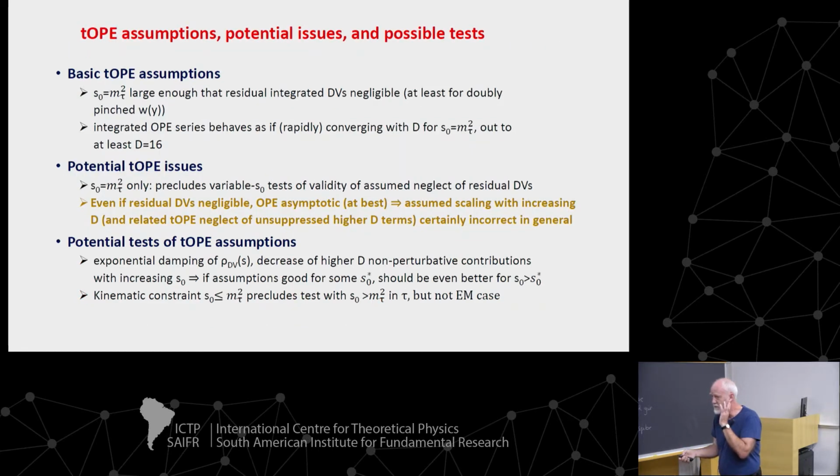Okay, so to summarize the assumptions that go into this: the basic assumptions are that if you go to a scale that's something like m tau squared or a bit larger, integrated duality violations can be neglected. And that will be a better approximation the higher degree of pinching you have in the weights, because the region near the Minkowski axis where the zeros from the pinches sit is the region where the duality violations and the polarization are largest. In addition, this is a really crucial one, that the integrated OPE series behaves out to the dimensions that you are actually dealing with as if it's rapidly converging.